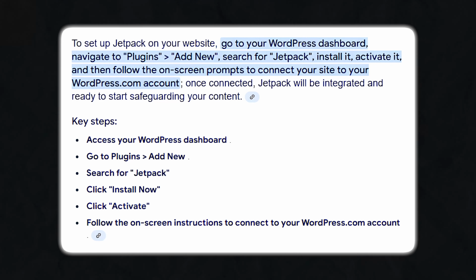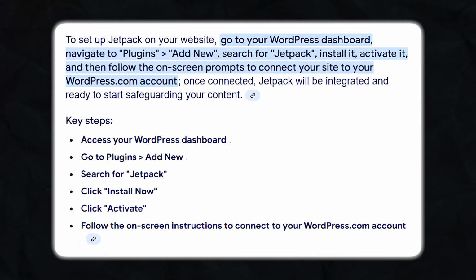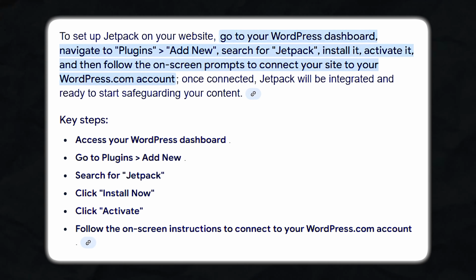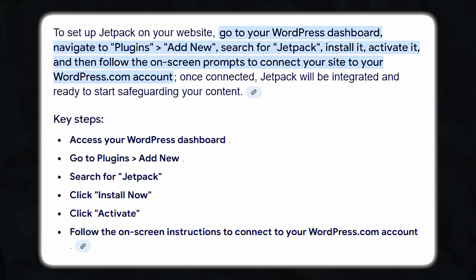Once the plugin appears in the search results, you can click the Install Now button. The installation should complete within a matter of seconds. Once installed, click the Activate button to enable Jetpack onto your website. Immediately after activation, you'll be prompted to connect Jetpack to your WordPress.com account.